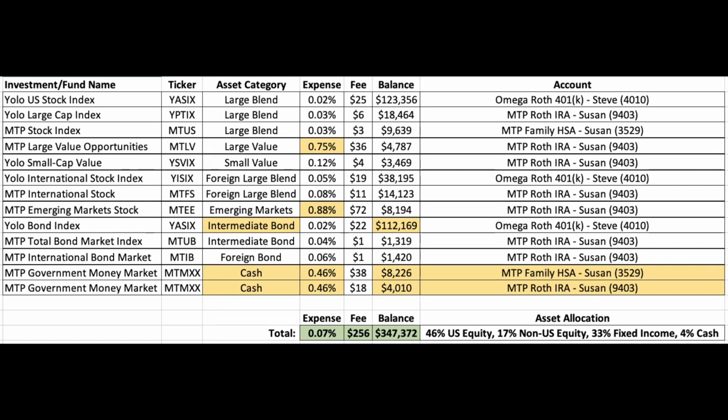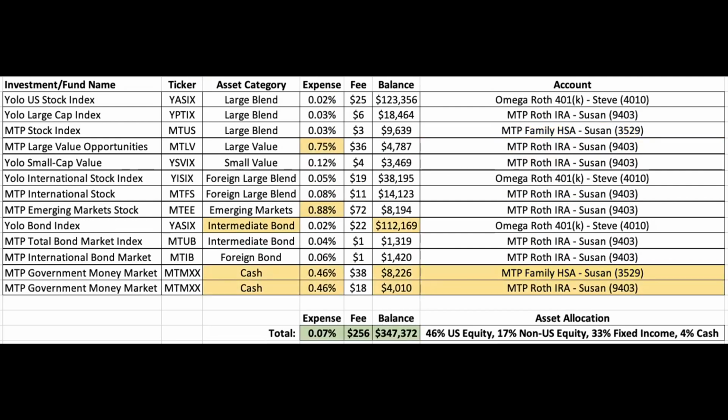Just like the pre-tax account spreadsheet, we have the investment funds, their tickers, asset categories, expenses, fees, and the accounts in which they are held. The investment's cost basis, unrealized capital gain and loss, and tax impact columns do not apply to tax-free retirement accounts. Remember that qualified retirement accounts can be rebalanced without tax consequences. You may notice I also include health savings accounts, HSAs, on this spreadsheet. That's because they can also be invested for tax-free growth.